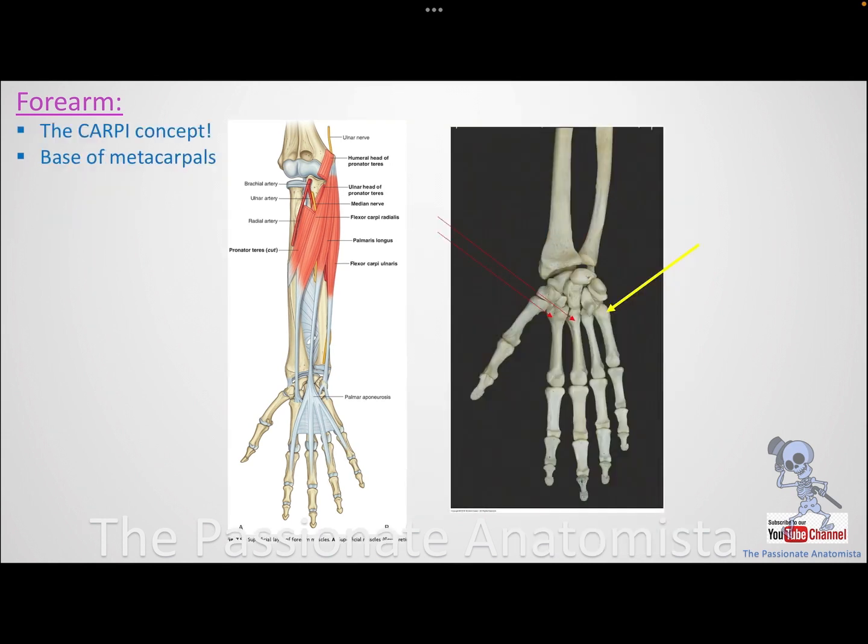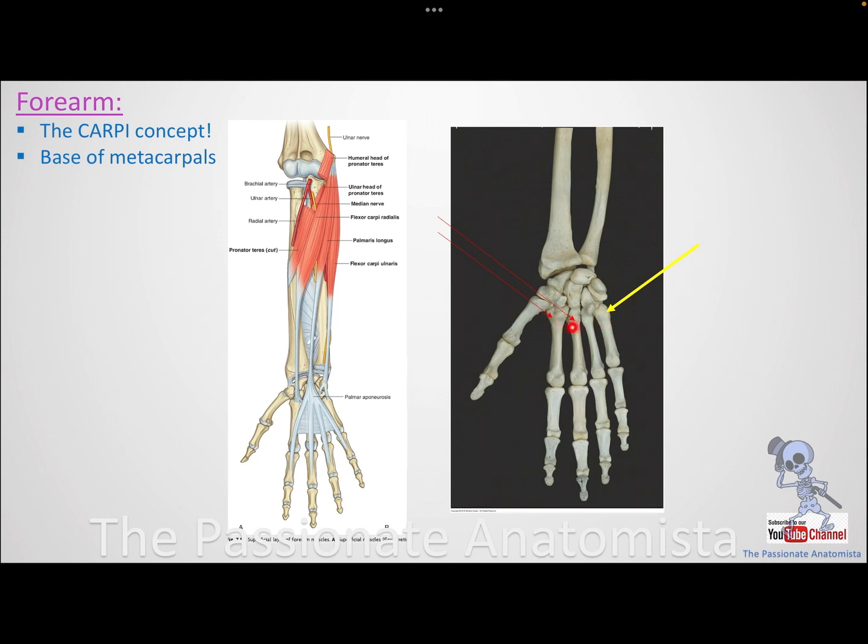Now let me tell you the carpi concept. The carpi concept, guys, is that whenever you hear the word carpi, we have flexor carpi radialis, flexor carpi ulnaris, and in the extensor group, we have extensor carpi radialis longus and brevis, and extensor carpi ulnaris. Whenever you hear the word carpi, remember that those muscles are inserted into the base of metacarpals. Which metacarpals? The radialis would be the base of the second and third metacarpal bones. If you are ulnaris, you will attach to the base of the fifth metacarpal bone.